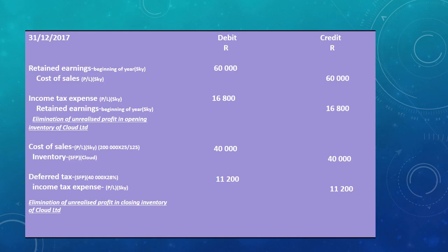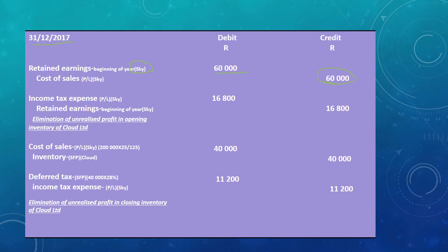So now for the 2017 financial year, our subsidiary, in this case Sky Ltd, made an unrealized profit of 60,000. So these are the retained earnings at the beginning of the year in the books of Sky Ltd. Remember, Sky Ltd is the subsidiary which made the unrealized profit. So we are going to debit the unrealized profit in the books of Sky Ltd, and also credit the cost of sales in the same books of our subsidiary.